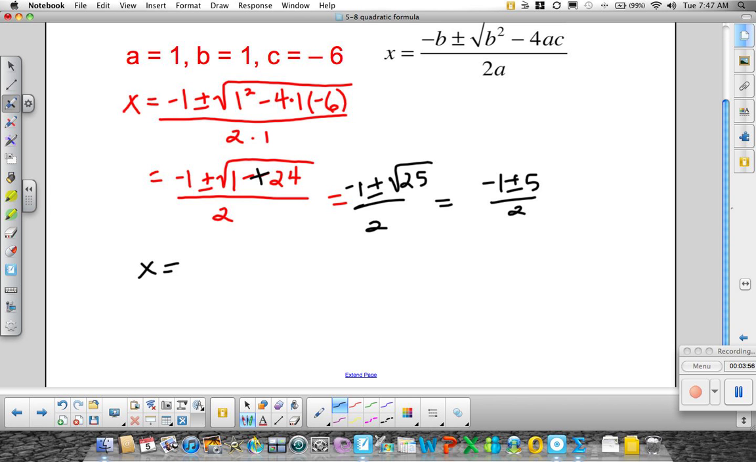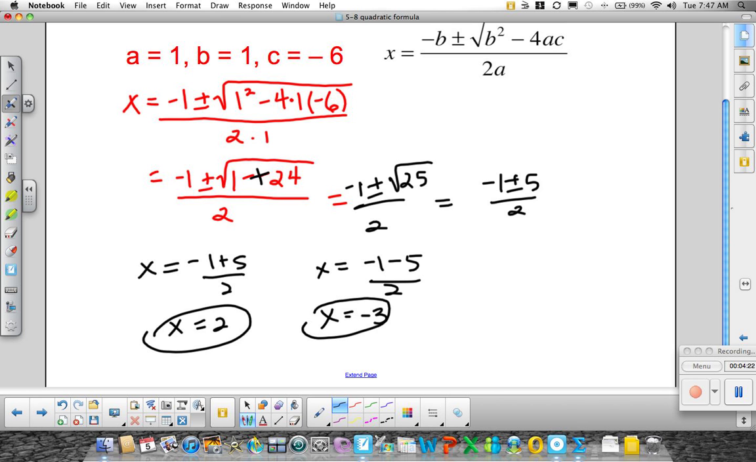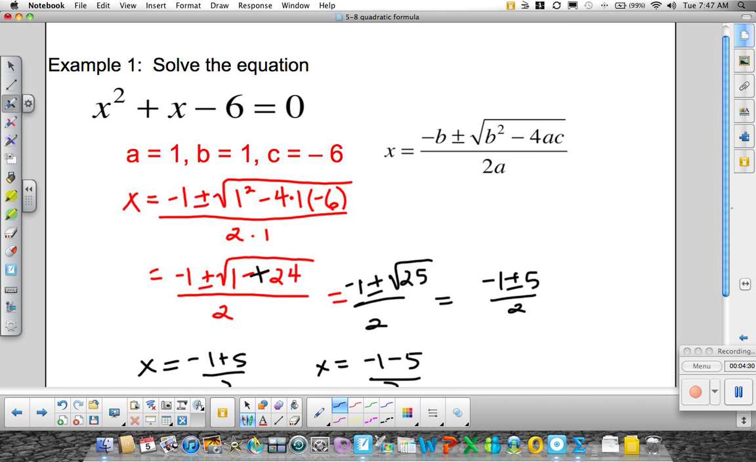Now this gives me two real solutions. This tells me that x is equal to negative 1 plus 5 over 2, or x is equal to negative 1 minus 5 over 2. So let's just simplify that. Negative 1 plus 5 is 4. 4 divided by 2 is 2. Over here, negative 1 minus 5 is negative 6. Negative 6 divided by 2 is negative 3. So in this case, we had two nice, rational, real solutions to the original equation.